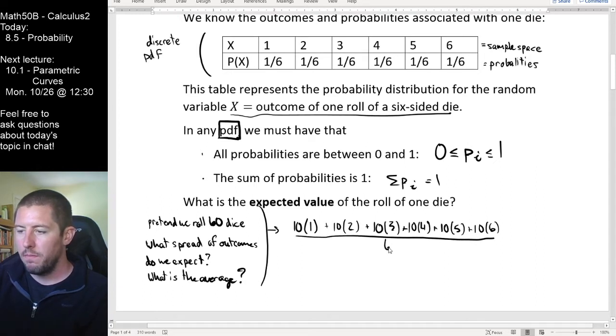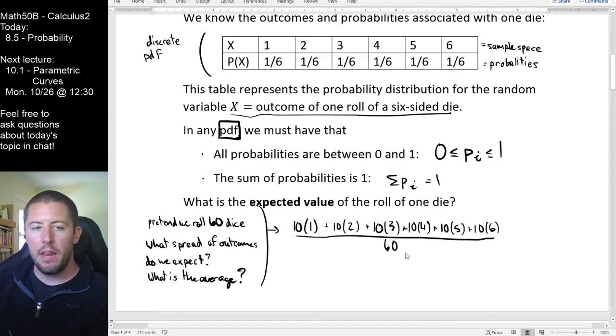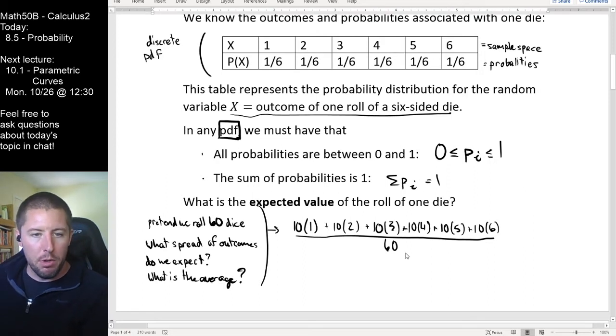Now, here's the thing that I'm kind of noticing out of this computation when I set it up this way. I'm totally happy with what I've computed here. This is the total value divided by the number of rolls, which gives us the average value per roll.